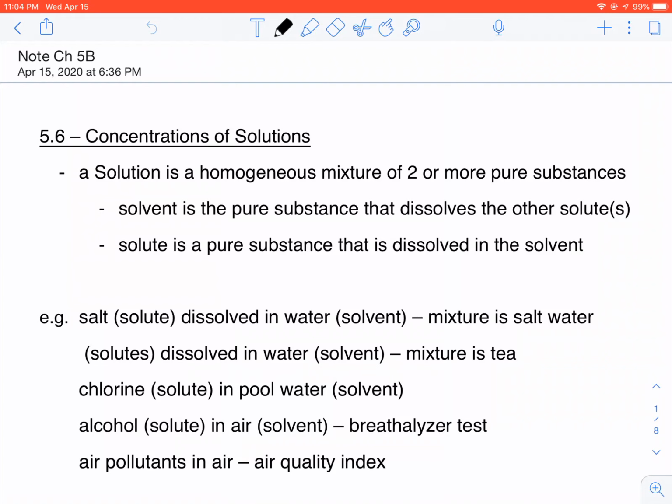Hello all, welcome back. I wanted to start into our second part of Chapter 5. Now that we understand our concept of the mole, we're going to look at how moles apply to solutions.